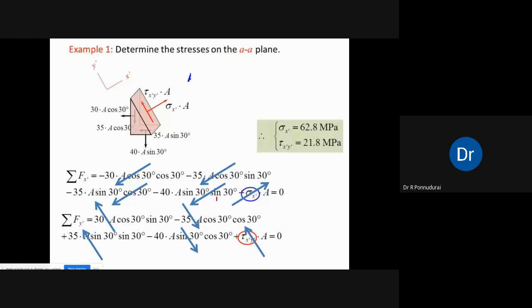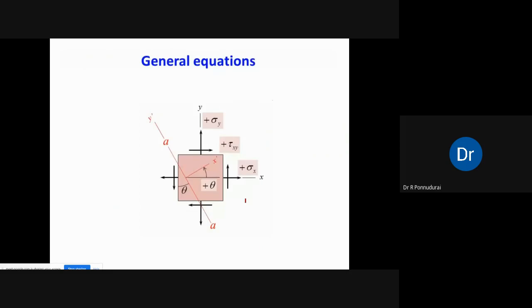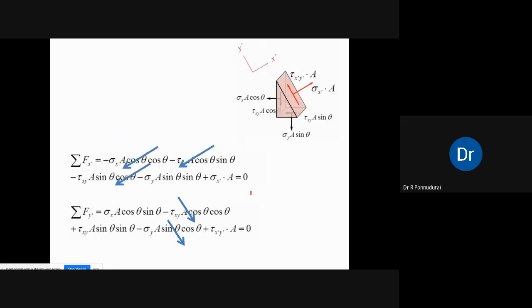So, this is the method of how to proceed to calculate the unknown stresses in an element. We already know a 2D element. If you rotate the 2D element to any given plane to find the stresses on that particular plane, rotation of the element anticlockwise is generally designated as positive. In such cases, we can get the same expression.